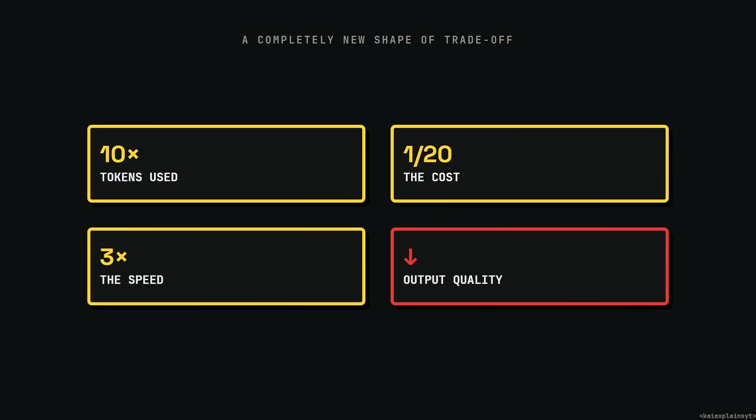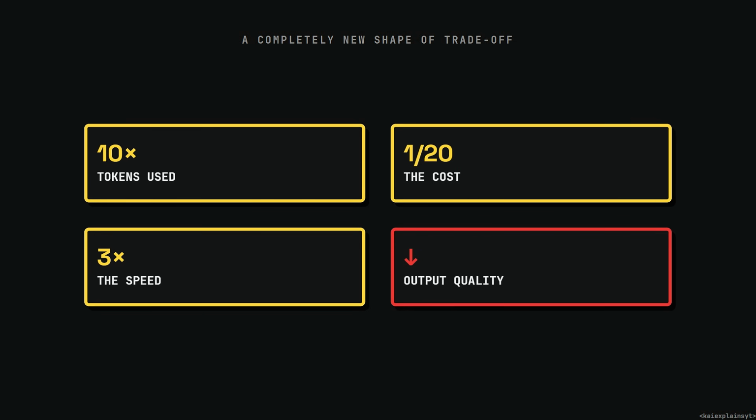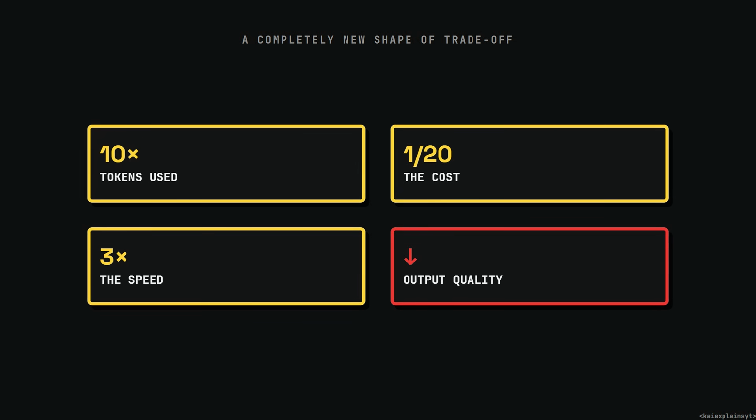That's a completely new shape of trade-off, and I don't think anyone has a good framework for scoring it yet. Finished fast and cheaply, but the answer was worse, is not the same as better model or worse model. It's something else, and we don't have a box for it yet.